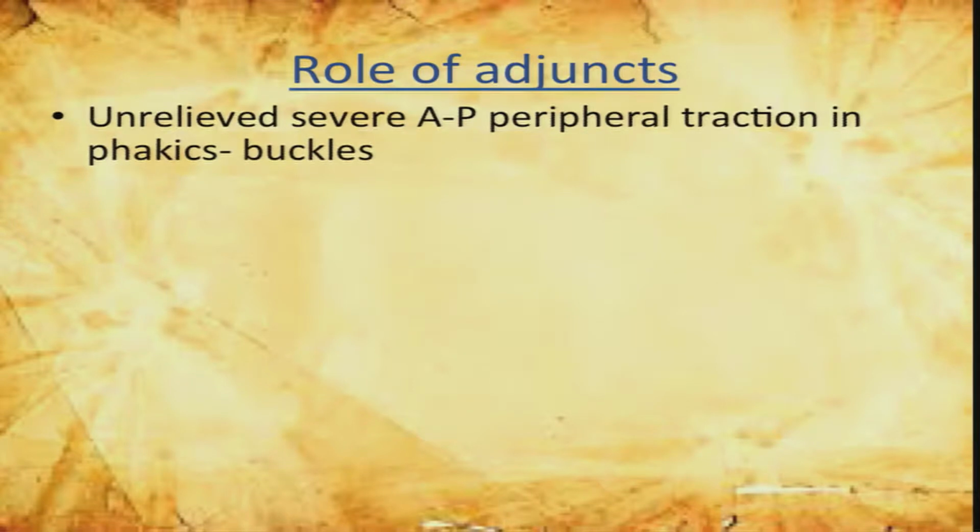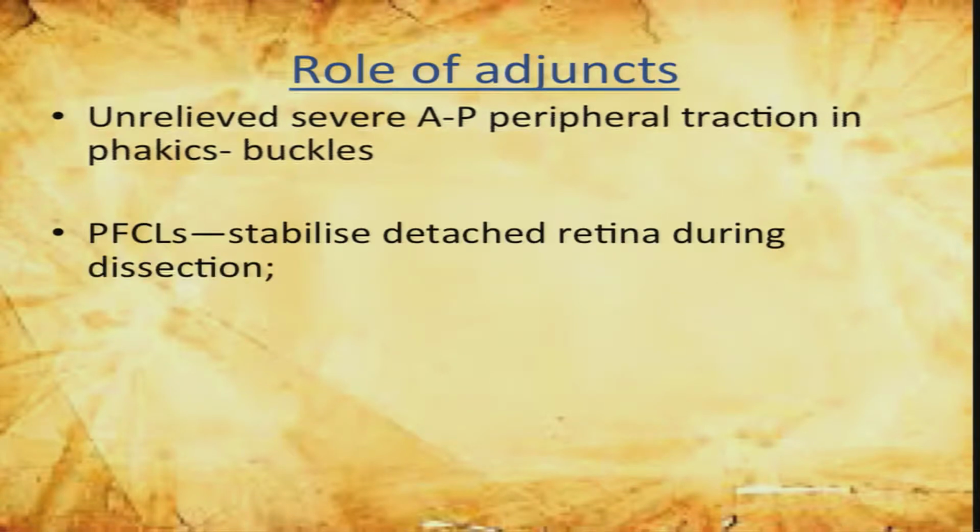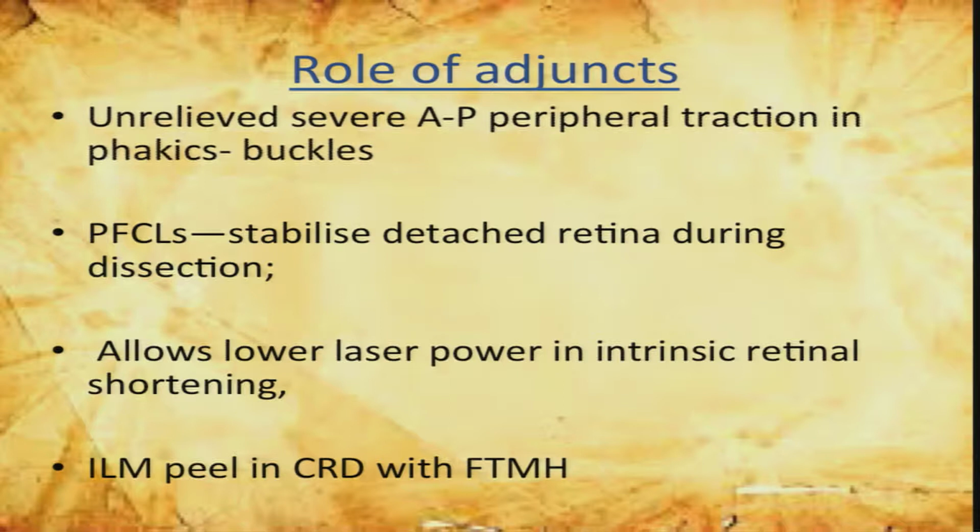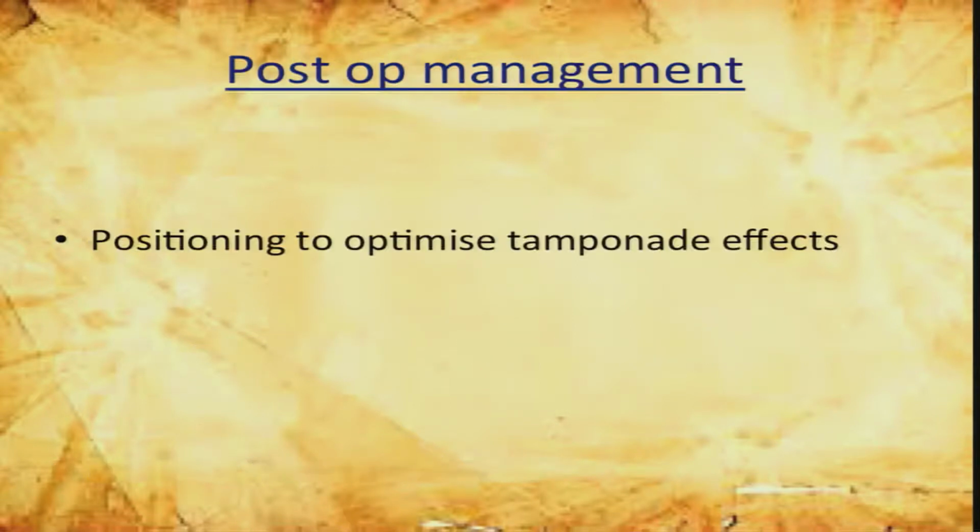A role of adjuncts: if there is unrelieved severe anteroposterior peripheral traction, particularly in a phakic eye, one may use buckles. This is again an individual choice. Perfluorocarbons help in several ways. It helps to stabilize the detached retina during dissection, and allows lower laser power in intrinsic retinal shortening. Many times when you do a fluid-air exchange, the retina is well attached, but when you try to do laser, you're not getting sufficient burns even with increasing the laser power. So in those situations, you get a really tight adhesion. And ILM peeling in CRD with full thickness macular holes also is a situation where adjuncts help.